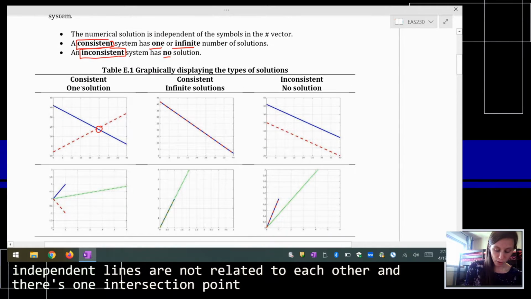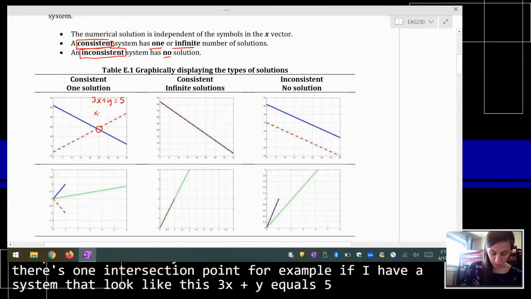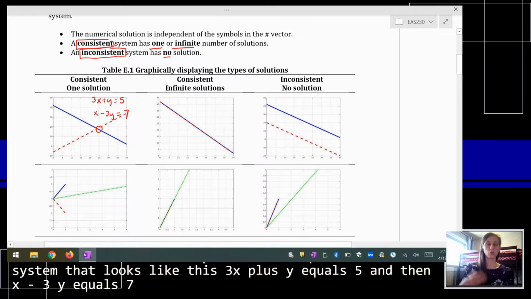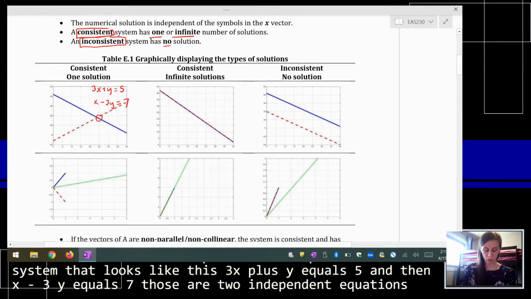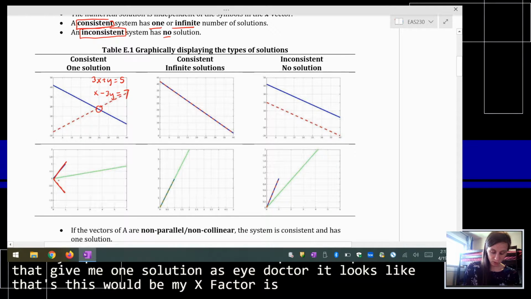For example, if I have a system that looks like this, 3x plus y equals 5, and then x minus 3y equals 7. Those are 2 independent equations that give me one solution. As a vector, it looks like this. This would be my x vector, this would be my y vector, and this is my b vector.